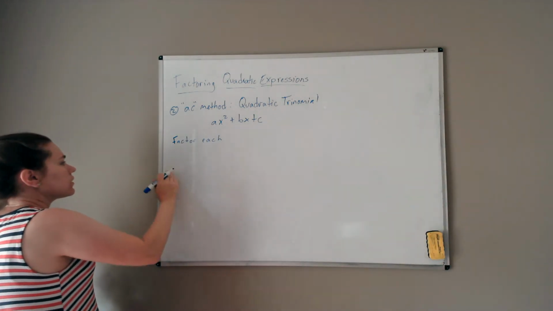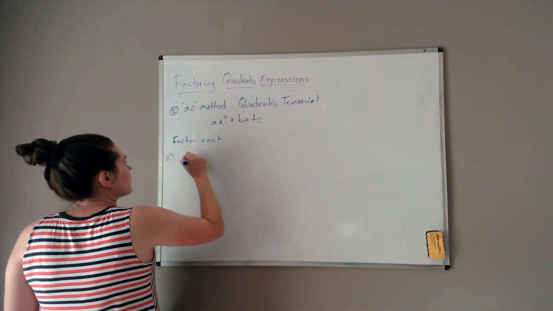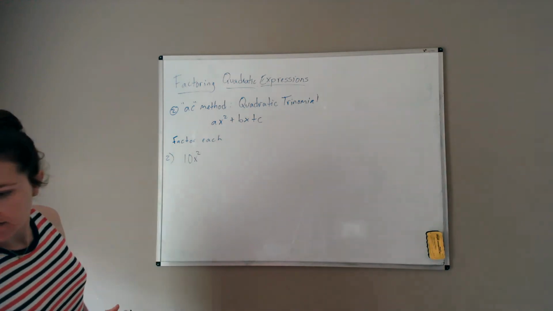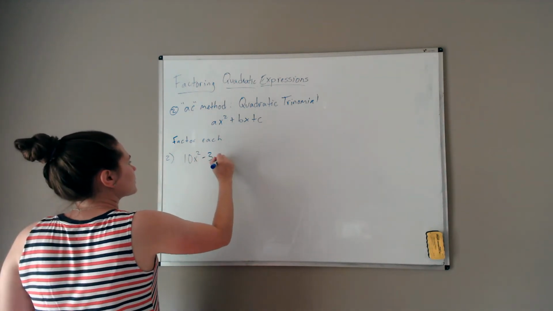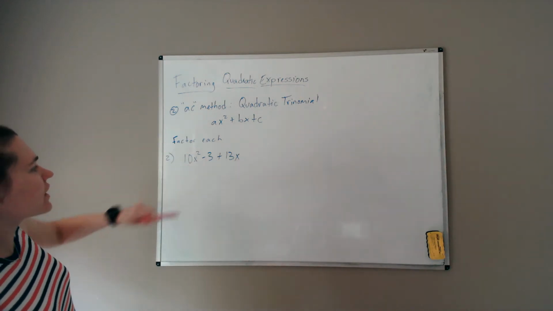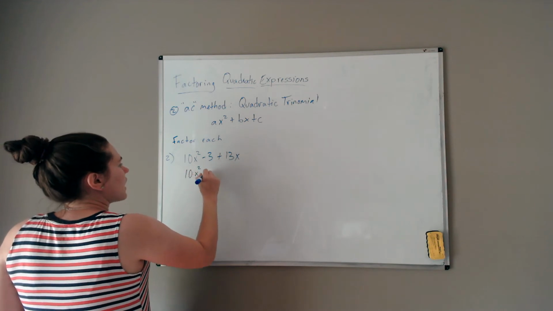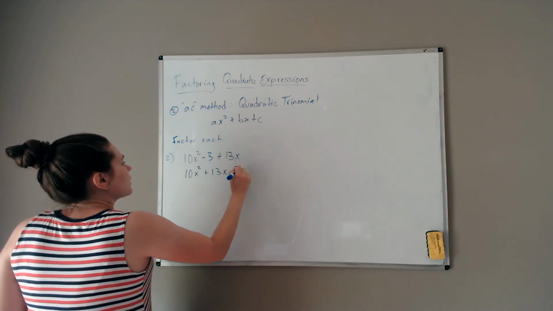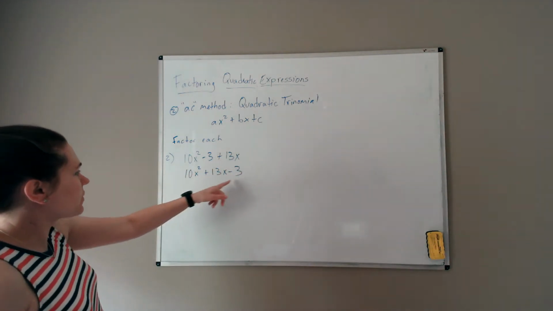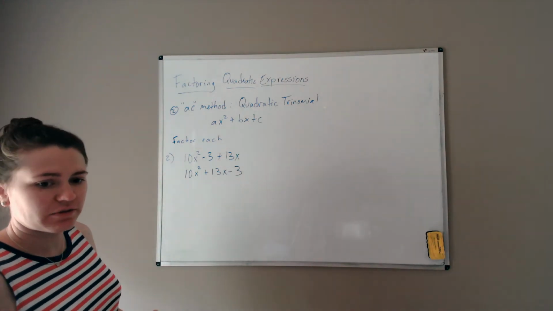Okay, so now let's do another problem. So number 2, let's do 10x squared minus 3 plus 13x. So this is close to being in the standard form of a quadratic, okay? We see we have 3 terms, but we need to make sure that we have them in the standard form, which is largest exponent to smallest. Okay, we do. So now we can start using the AC method, and let's see if it works.